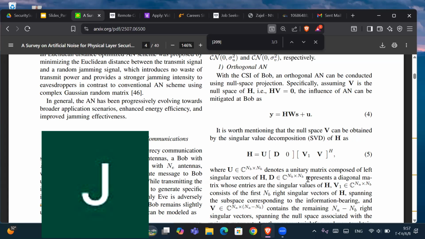We call them the non-null. We have null space and non-null space. So these are the non-null space eigenvalues. And V1 consists of the first NB right singular vectors of H, which is NA by NB, spanning the subspace corresponding to the information bearing signal, and V2 is the null space which has a dimension of NA by NA minus NB.